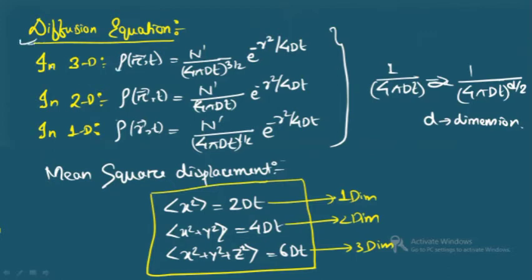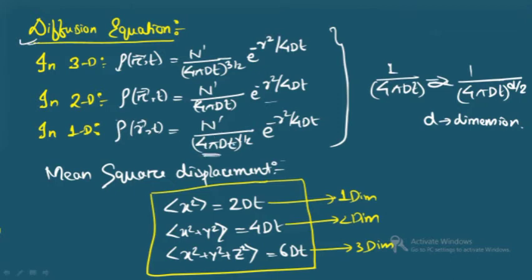Okay, so I have written the diffusion equation in 3 dimension, 2 dimension, 1 dimension, and this is for Brownian particles. All right, now you see here for 3 dimension, rho(r,t) equals (n prime by 4 pi Dt) whole to the power 3 by 2 times e to the power minus r square by 4Dt. Similarly for 2 dimension you will have n prime by 4 pi Dt to the power 1, and this term is as it is. In case of 1 dimension it will be 1 by 2, rest everything is same.